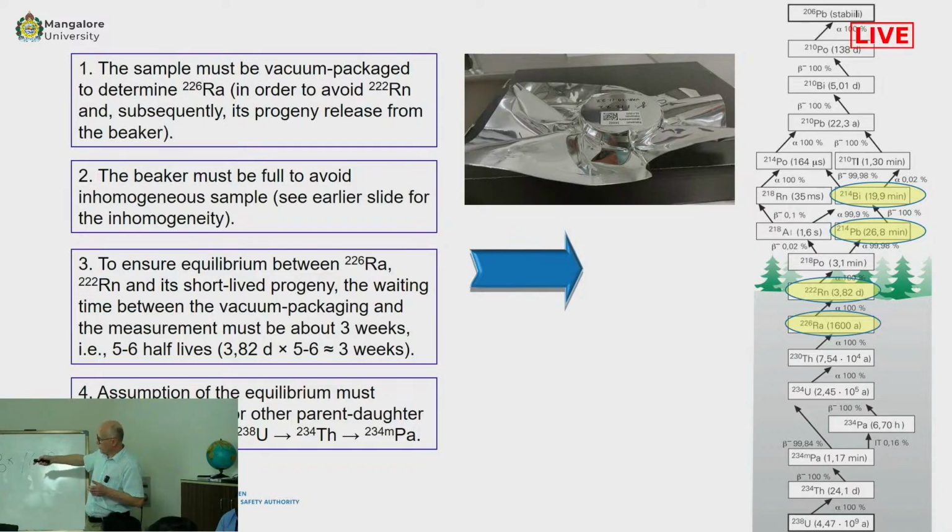Well, in this phase, if you want to have equilibrium, what could be the waiting time? Any idea? 24 days. How many months? 6 months. Okay, 6 months. Quite okay. Then there is equilibrium. But in this case, you do not need to wrap the sample, because these are not gases, they are metals, they are not escaping from the sample.